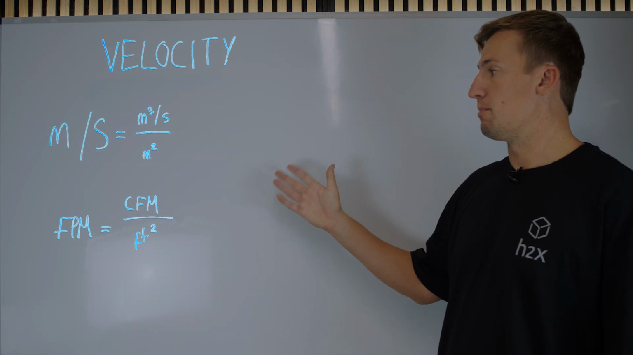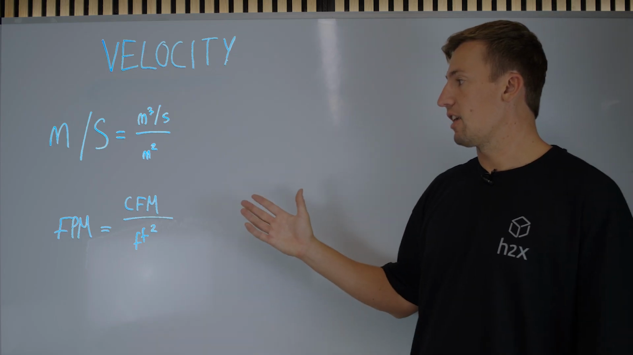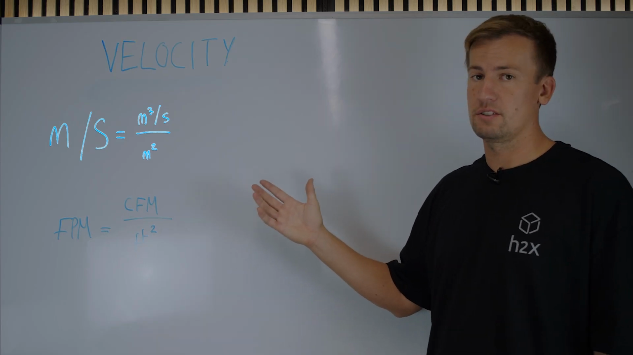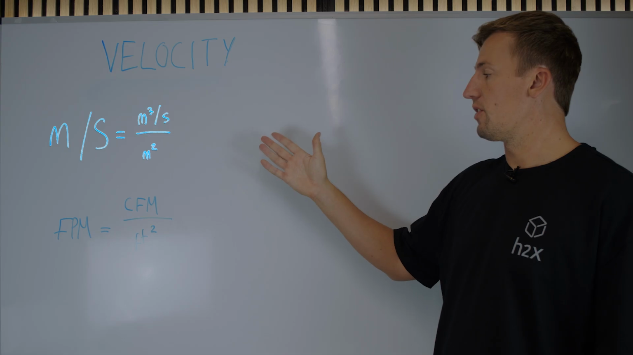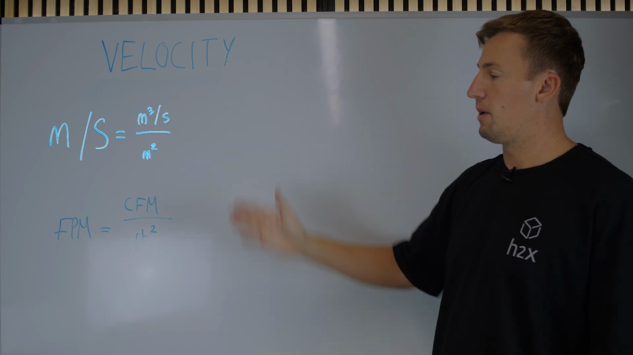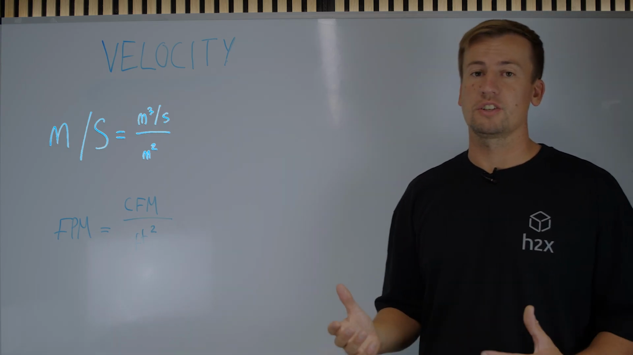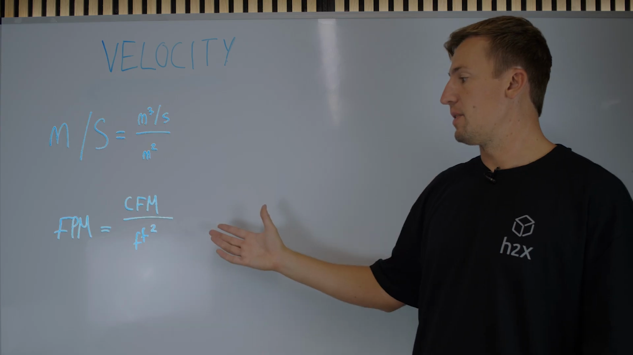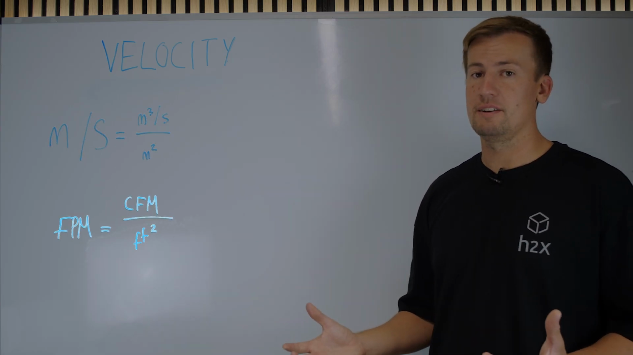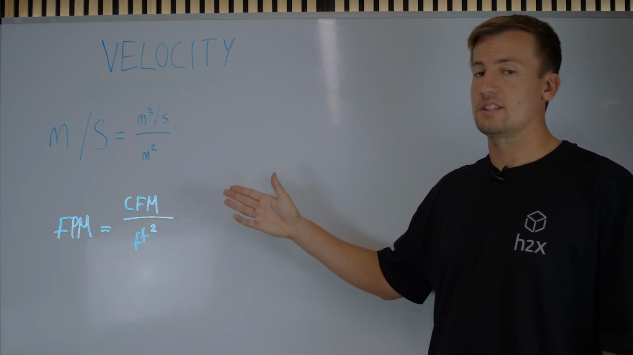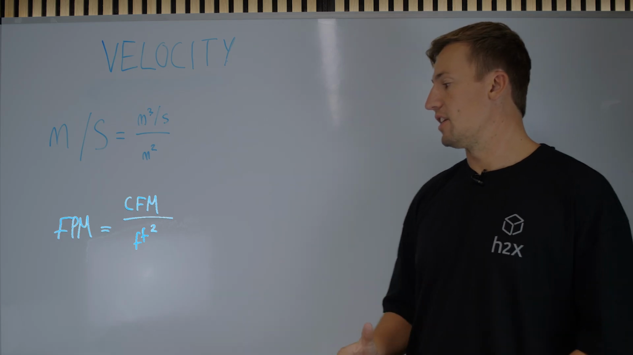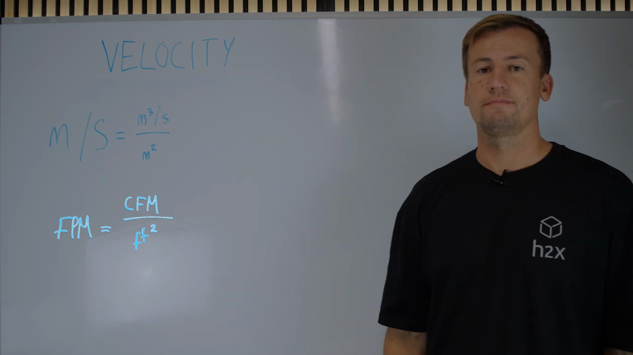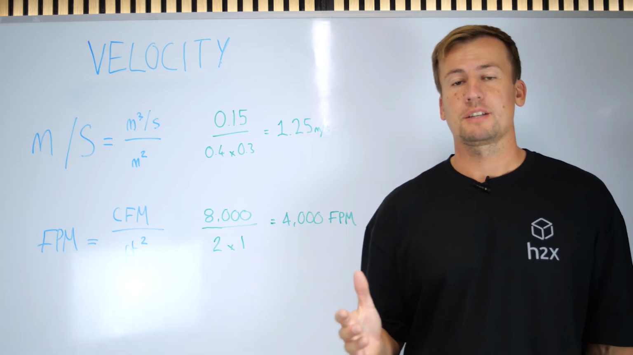At the top, we have the metric version. So here, to calculate the velocity in meters per second, we divide the airflow rate, meters cubed per second, by the meters squared of the duct area. Then for the imperial, calculating feet per minute, it is the airflow in CFM divided by the area of the duct in square feet. So it is very important to know your maximum velocity.